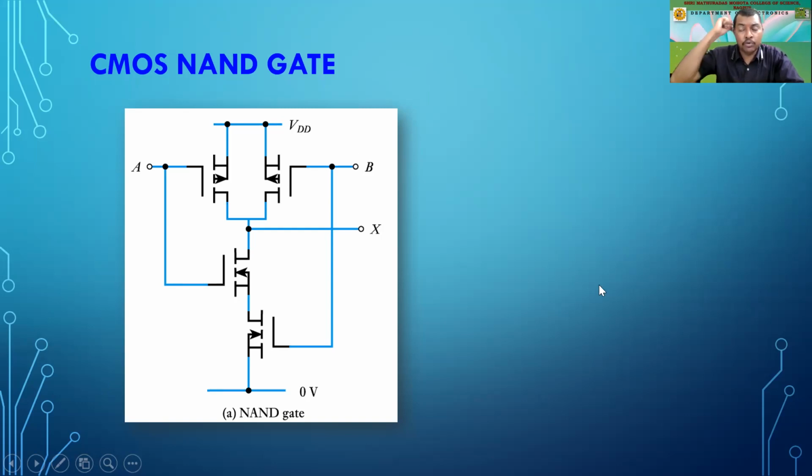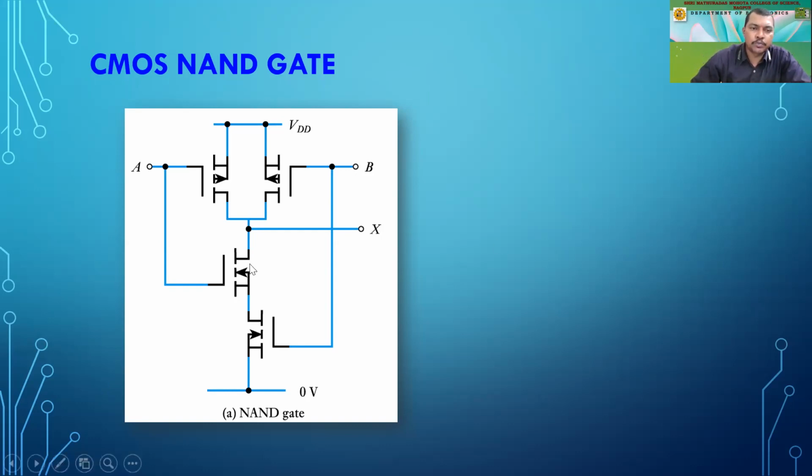So whenever both the inputs are high, then only the output is low. Otherwise, it is high. Okay, so that is the NAND gate. If one of the inputs is low, or both the inputs are low, the output will be high. Is it okay? I guess you have understood.